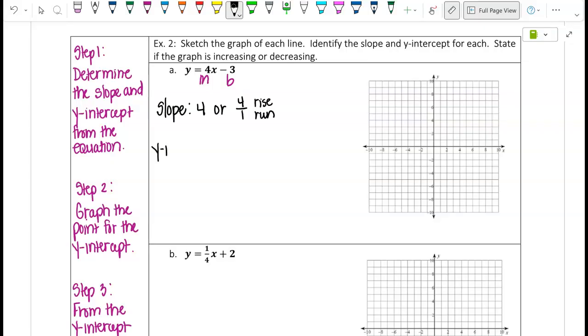And then my y-intercept is negative 3, which would be the ordered pair (0, negative 3). So we've identified both our slope and our y-intercept. Step 2 says graph the point for the y-intercept. So I'm going to start by graphing (0, negative 3). So I don't go left or right, I just go down 3. And that rise and run, 4 over 1 means up 4, 1 to the right.